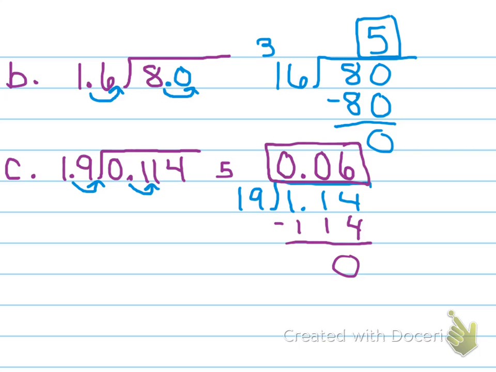If, however, you forget to put this 0 in the placeholder, you might say that the answer is 0.6 or even 6, and that would be incorrect. So make sure that you use those zeros after the decimal to hold the place.